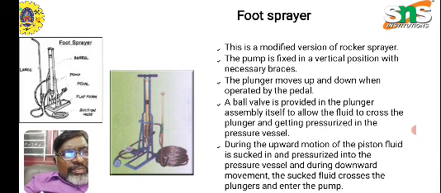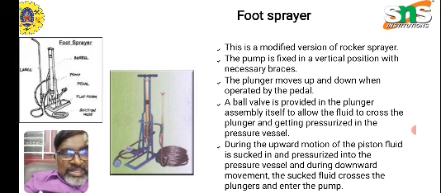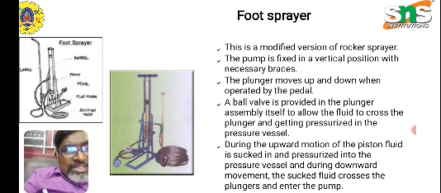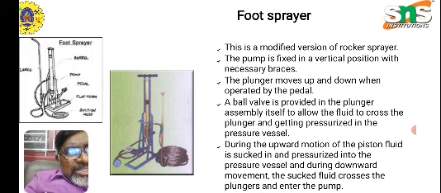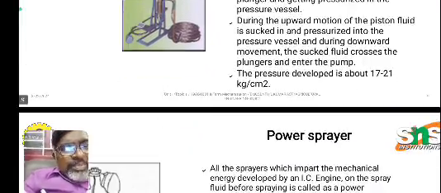This is a modified version of the rocker sprayer, where the pump is fixed in a vertical position with the necessary braces. The braces are supposed to support the structure to which it is attached. The plunger moves up and down when operated by means of a pedal. A ball valve is provided in the plunger assembly itself to allow the fluid to cross the plunger and get pressurized in the pressure vessel. During the upward motion of the piston, fluid is sucked and pressurized into the pressure vessel, and during the downward movement, the sucked fluid comes through the plunger and enters the pump.